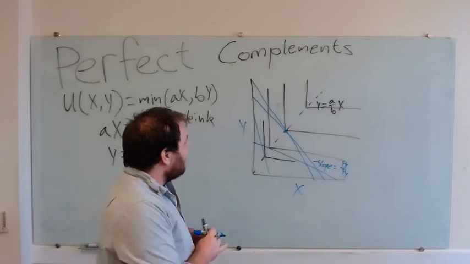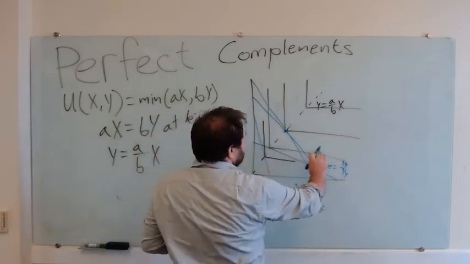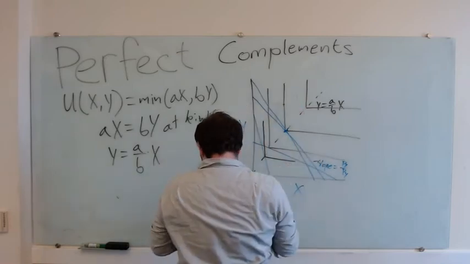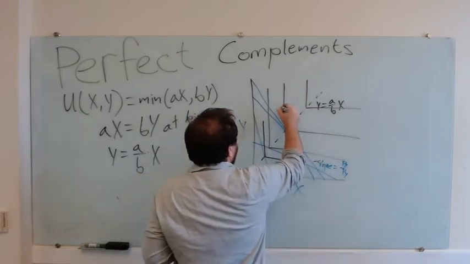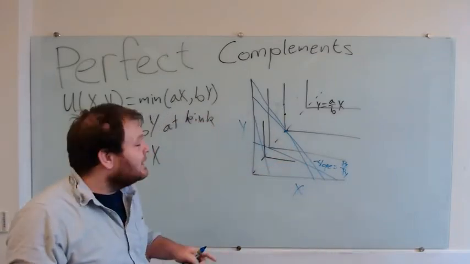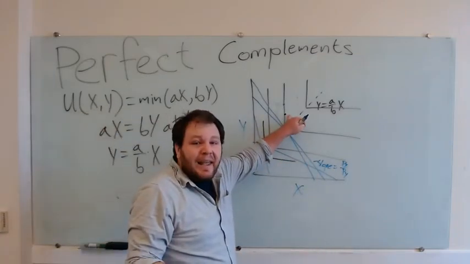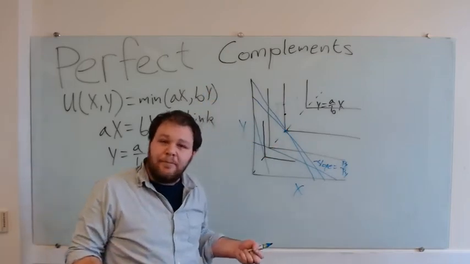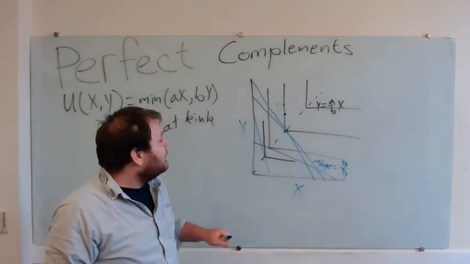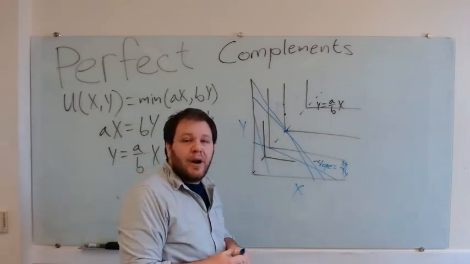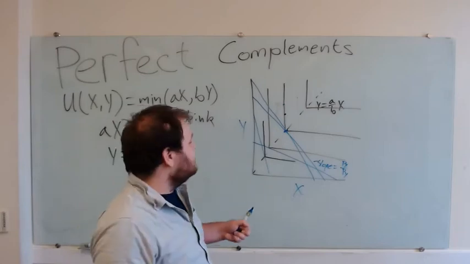Another way to think about this is if we think about the marginal rate of substitution at various points on our indifference curve. If we're somewhere above the kink, where we've got more y than the kink would suggest, then our MRS is going to be infinity. We have a completely straight line. The slope of this line is infinite. And that suggests that I'm willing to give up any amount of y for x at any ratio in order to get a little more x, because y is useless and x is useful.